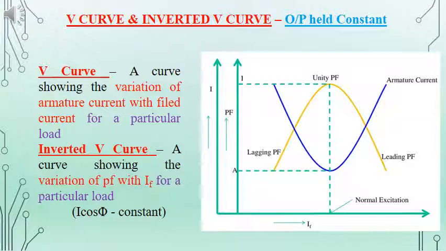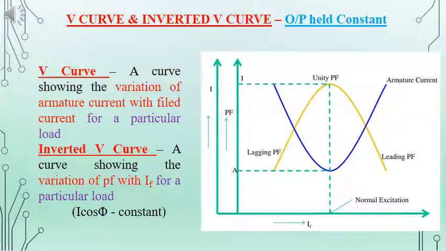Keeping the load constant and the input power constant, we can plot the change in power factor and current with respect to the change in field current, or the excitation, and that gives the V curve and inverted V curve for a synchronous motor, as shown in the figure. For under excitation, it is marked as the lagging power factor condition, for over excitation it is the leading power factor condition, and normal excitation is given as UPF.